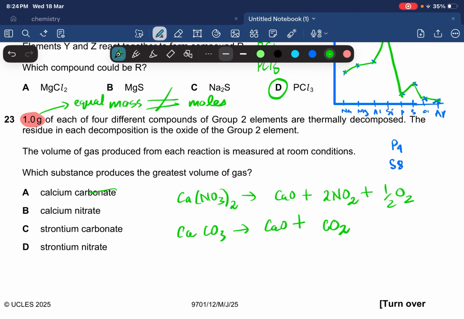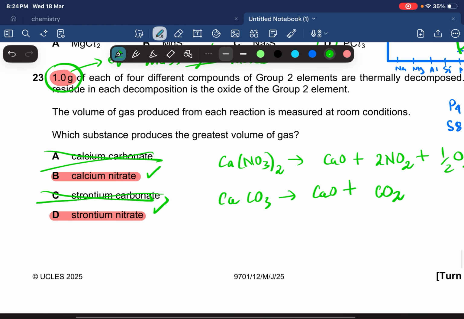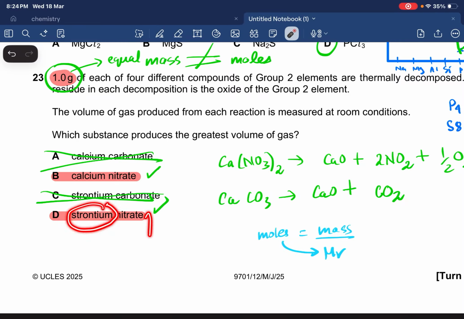So we're going to cut out all carbonates. Strontium carbonate. Now we have calcium nitrate and strontium nitrate. Now we need to see which is going to have more moles in 1 gram, because the substance that's going to have more moles is going to produce more gas. For here, you use the formula moles equals mass upon Mr. So Mr and moles have an inverse relation. You know that strontium has more Mr than calcium. So strontium nitrate is going to have a greater Mr, and since it has a greater Mr, it's going to have fewer moles because mass is constant.